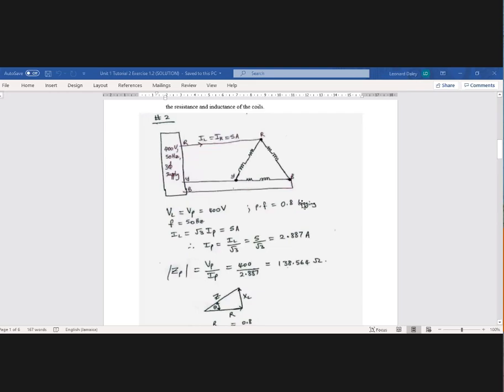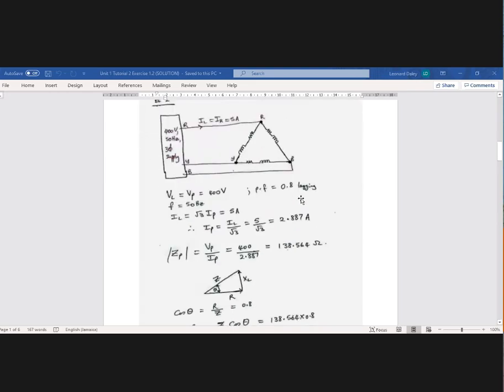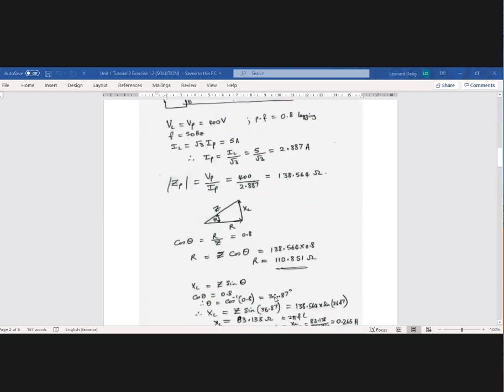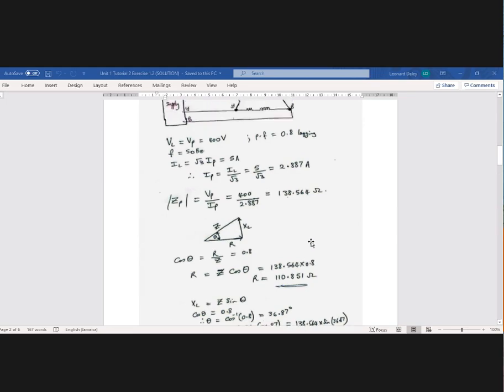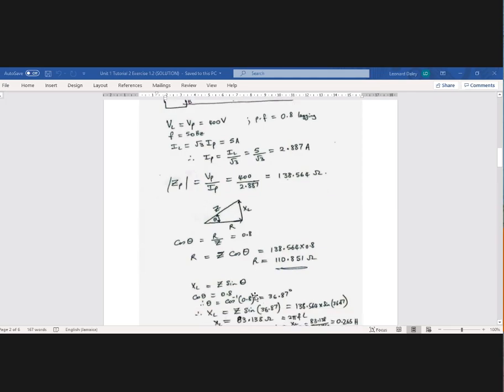cos inverse of 0.8. Right, it's supposed to be 36.87. But I use it for the basic current now, right? For the current, it would be a lagging angle, right?